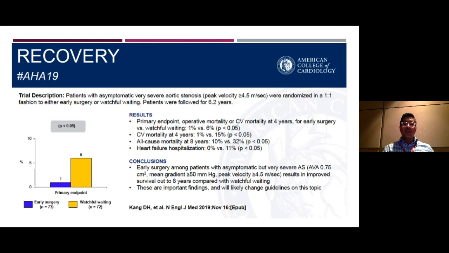In terms of randomized trials, the RECOVERY trial published 2 years ago shows that in asymptomatic very severe aortic stenosis, enrolling patients with peak gradients greater than 4.5 meters per second, mean gradients greater than 50 millimeters of mercury, and an AVA less than 0.75, early surgery had better outcomes in terms of operative mortality or cardiovascular mortality out to 8 years versus watchful waiting.